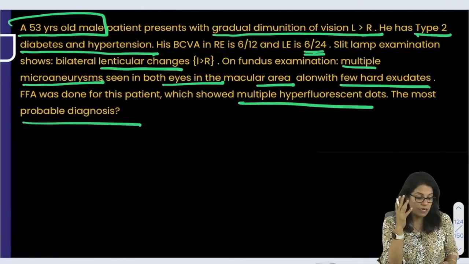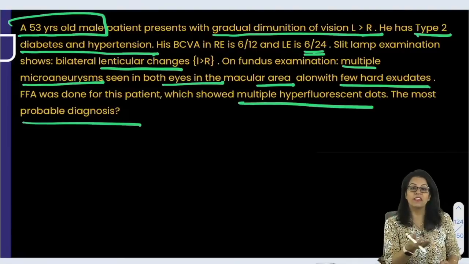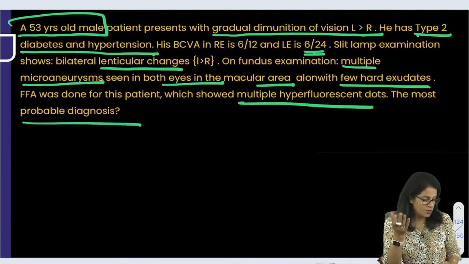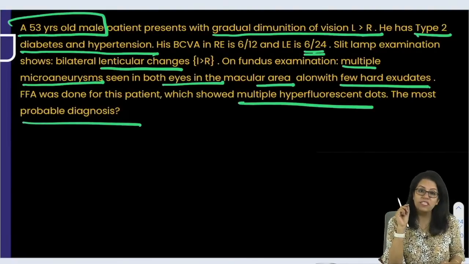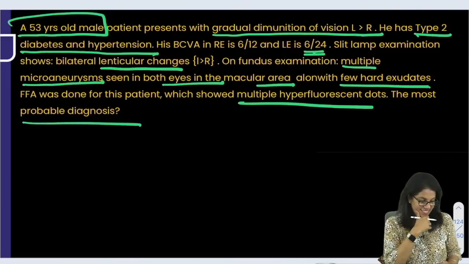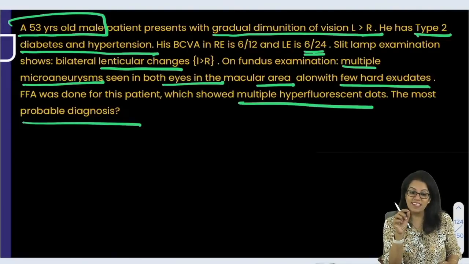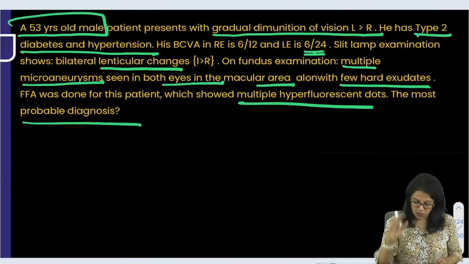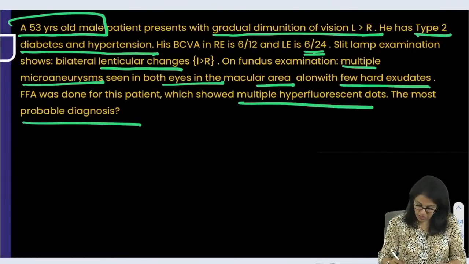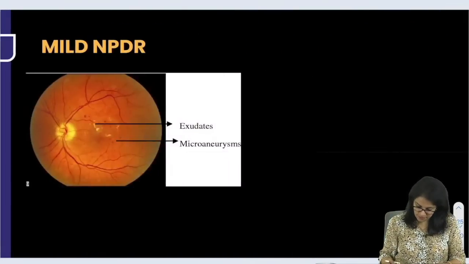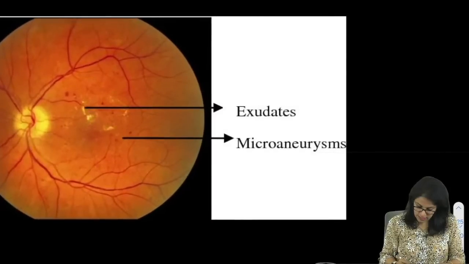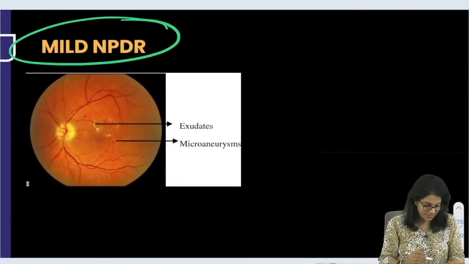You are answering me PDR. No, this is an NPDR. We would say PDR if there were neovascularization, new vessels, isn't it? Pihu, which stage of NPDR? Tell me which stage of NPDR. So this is what you should remember very quickly. See, these are the exudates this patient has, and these are the microaneurysms we see. So it's a mild NPDR.